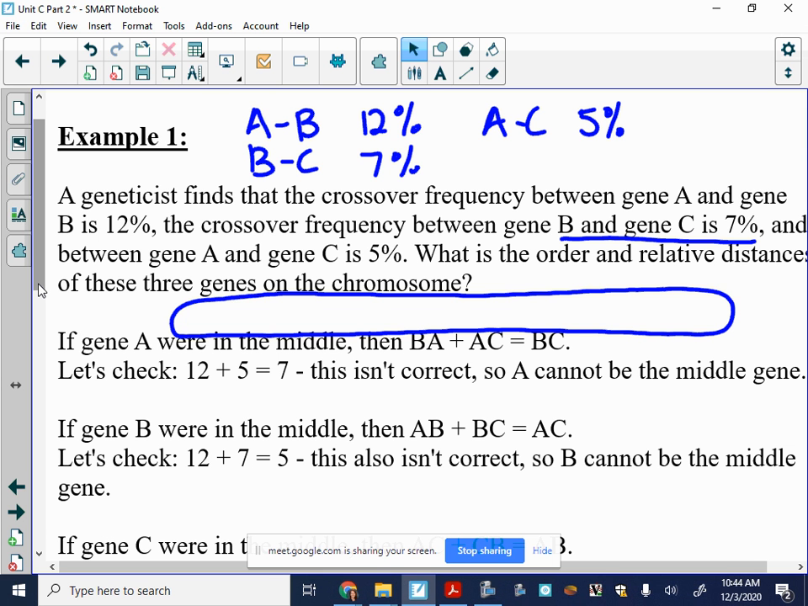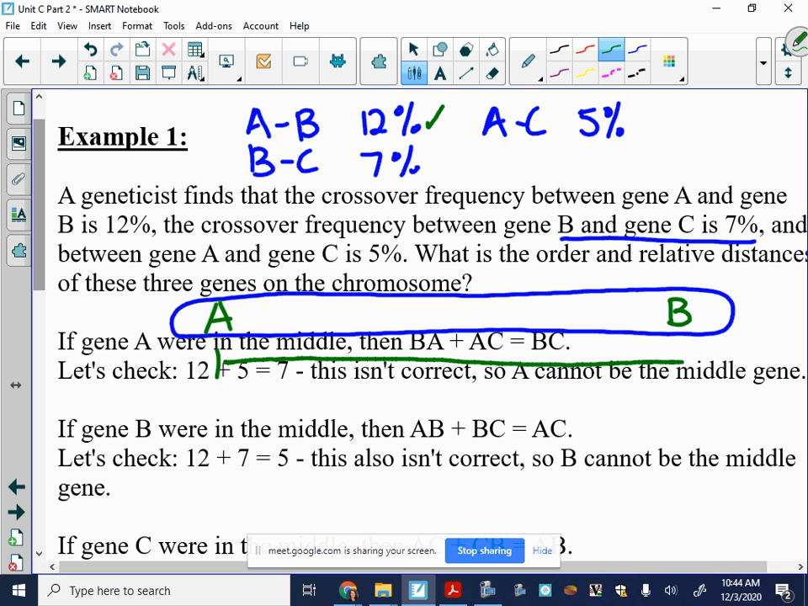Okay, you look for the crossover frequencies that are the highest, and the highest is 12. So the highest one, you would put these genes on the ends. A and B are at the end. Okay, and we know that these are 12, I call them 12 units, 12 crossover units apart. And you'll notice B and C, if you add these together, they equal 12. So we have A and B on either end. We just need to place C.